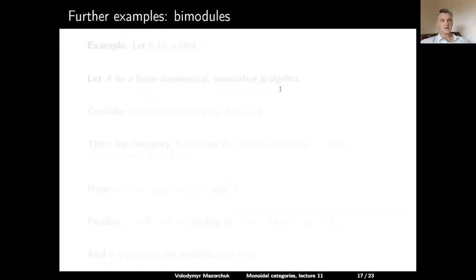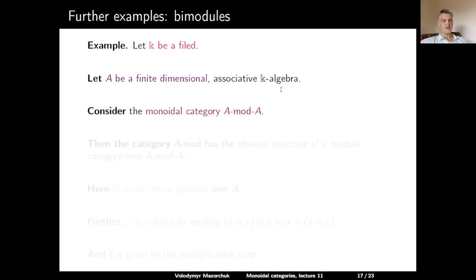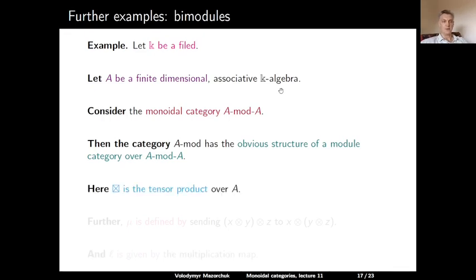Let us discuss some further examples. Example, let K be a field, let A be a finite dimensional associative K algebra. Then we can consider the corresponding monoidal category of all finite dimensional AA bimodules. Then the claim is that the category of all finite dimensional A modules is a module category over the category of all finite dimensional AA bimodules.